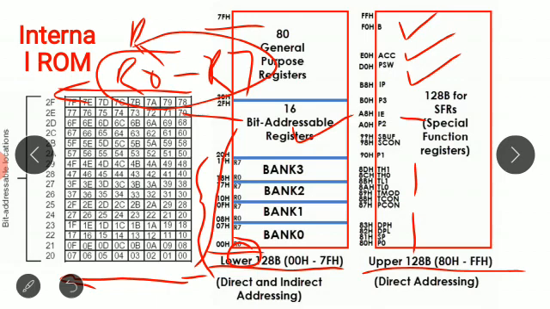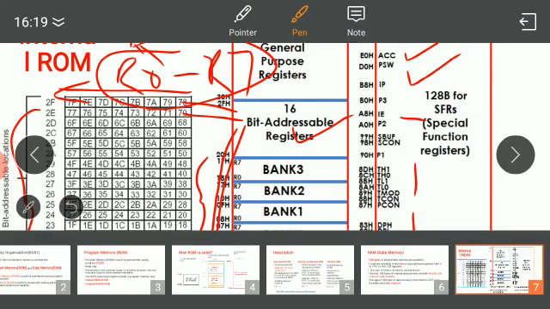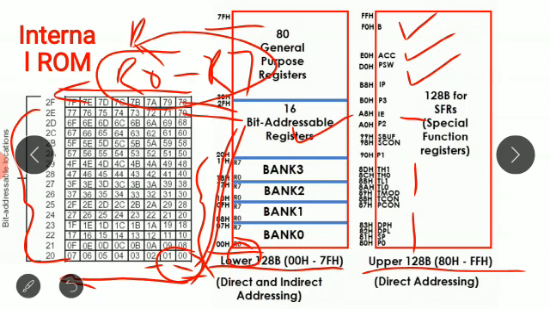Then we have memory from 20h to 2Fh. So this is 16 bytes of memory, and the most important thing is that it is a bit addressable memory location. Okay, that means each of the bits has an address. I have zoomed this area. So in all there are 16 bytes of memory, and each of the bits, just see, each of the bits has an address.